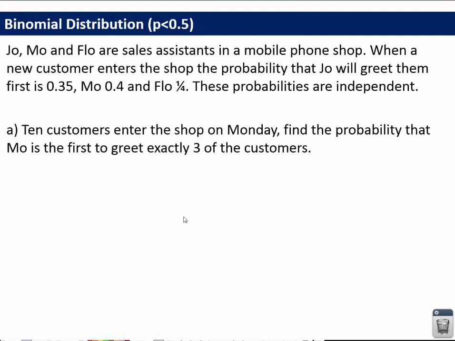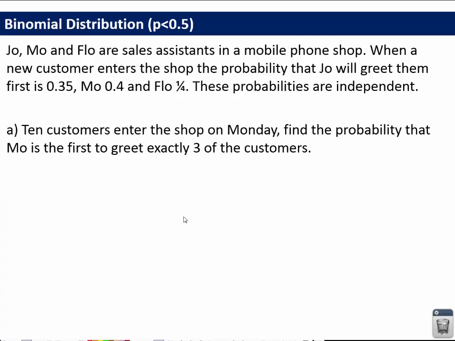So let's look at our first question. We have Mo, Joe, and Flo, nice names. They're sales assistants in a mobile phone shop. When a new customer enters the shop, the probability that Joe will greet them first is 0.35. Mo greeting them first will be 0.4. And Flo, a quarter. Oh, what's happening there?